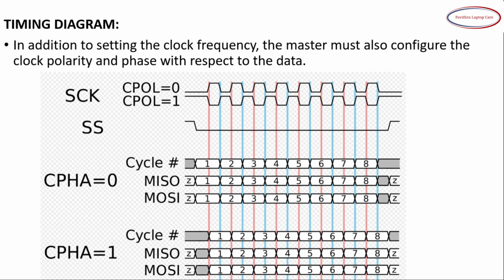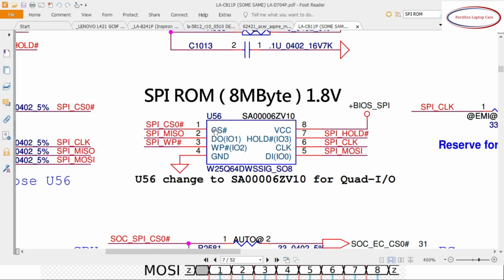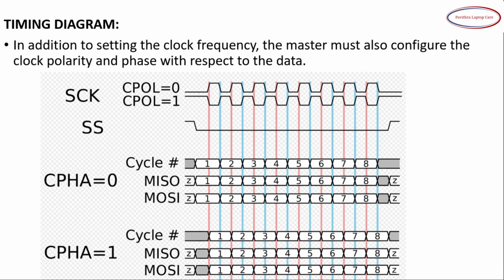You must remember chip selection should be in low condition. Okay, CPHA 0 and CPHA 1, here some little difference will be there. Here see, it's MISO. These are the data bytes. 8 bits is equal to 1 byte.